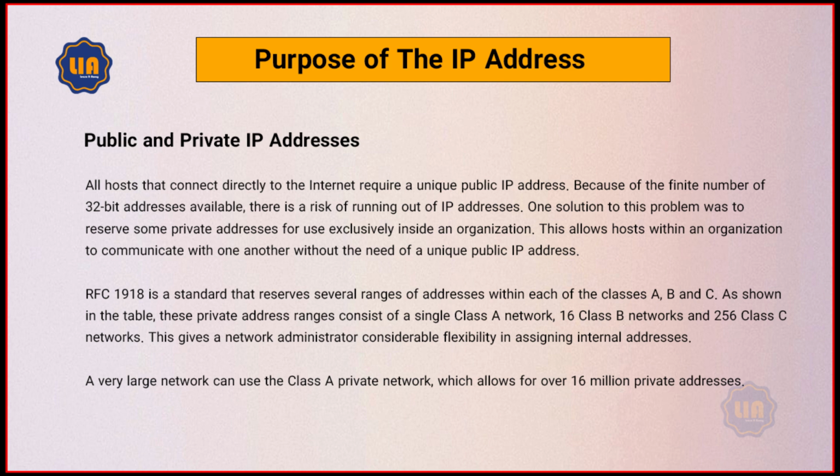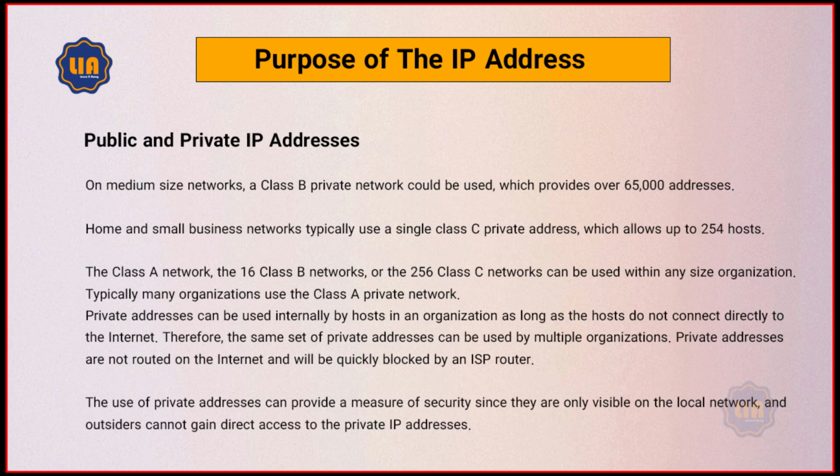A very large network can use the Class A private network, which allows for over 16 million private addresses. On medium-sized networks, a Class B private network could be used, which provides over 65,000 addresses. Home and small business networks typically use a single Class C private address, which allows up to 254 hosts. The Class A network, the 16 Class B networks, or the 256 Class C networks can be used within any size organization. Typically, many organizations use the Class A private network.